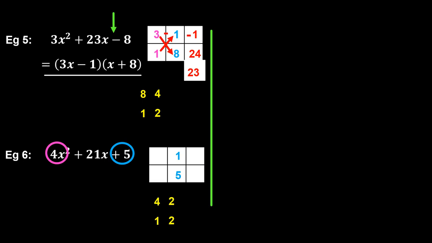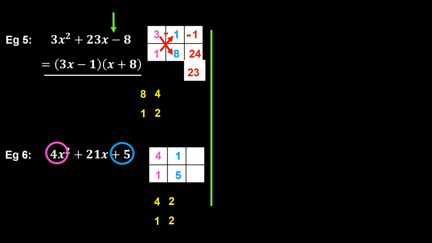Now which combination do I choose? Again, like I said in the previous question, that middle number is 21. It's quite big. And if your number in the middle is quite big, start with a combination of numbers that are further apart from each other. And that would be the 4 and the 1. It might not work, but it's a good place to start.